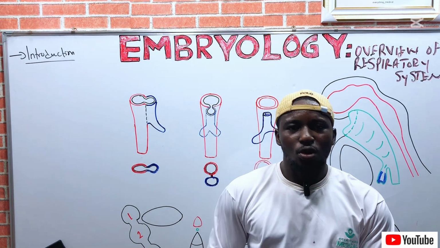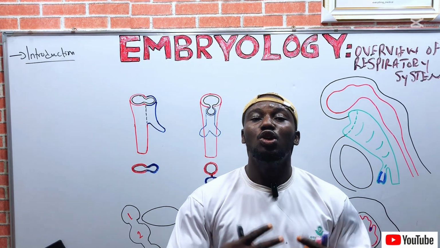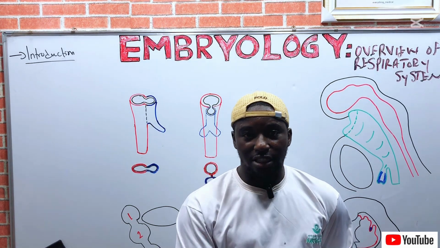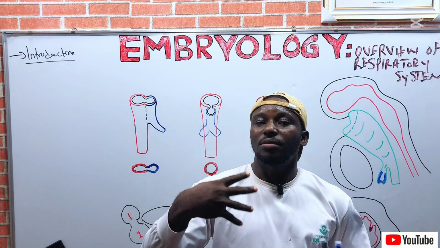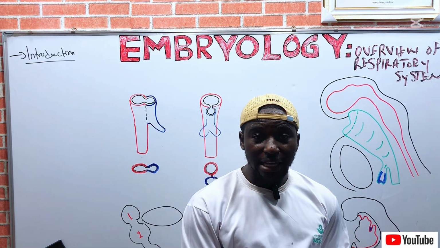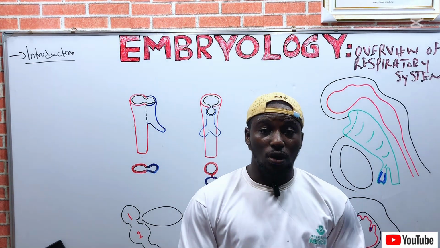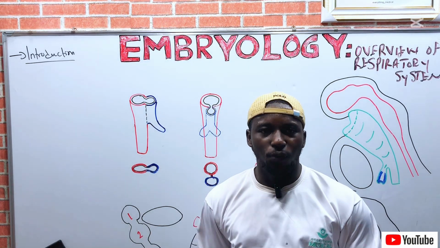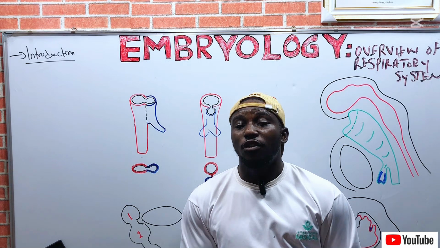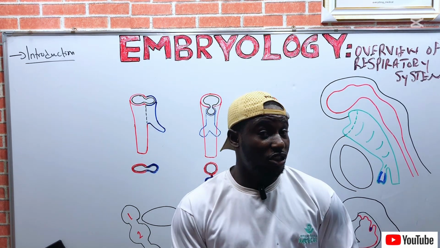This video will majorly center on the developmental origins of the lower respiratory tract, those structures that form the lower respiratory tract, such as the larynx, the trachea, the intrapulmonary bronchi, the principal bronchi, and also the lungs. So that is what we shall be discussing in this video, telling us the overview on how those structures that form the lower respiratory tract evolve embryologically, right?